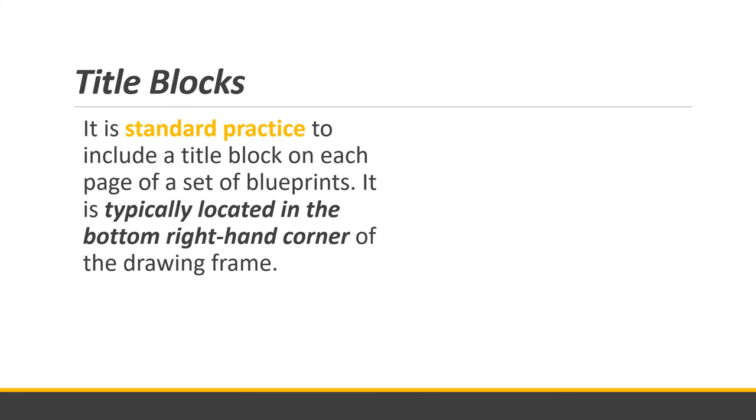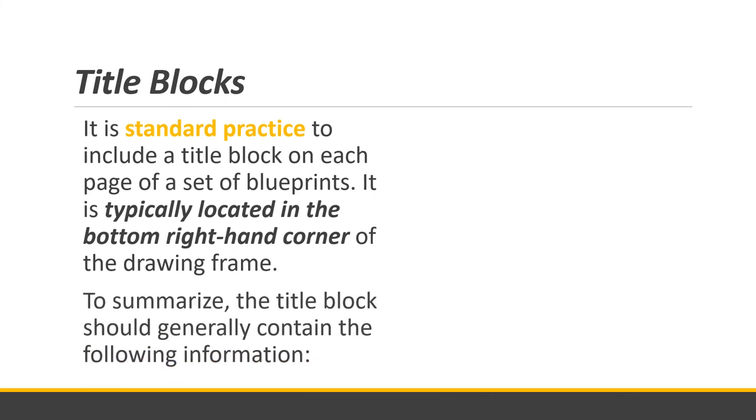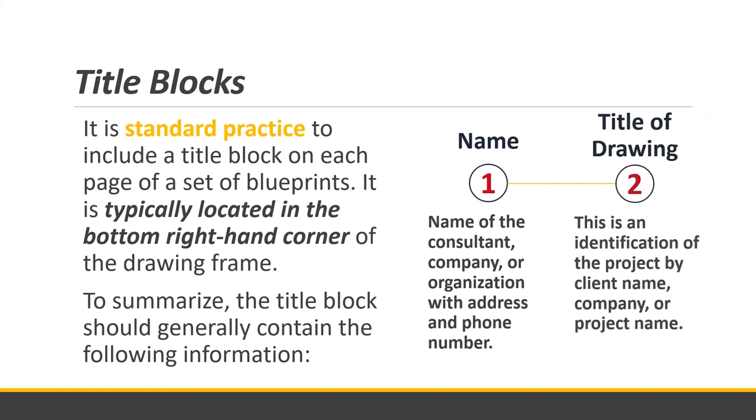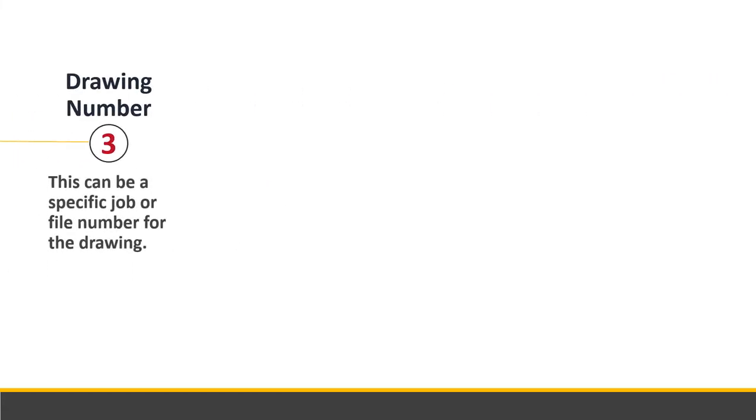So informations on title blocks are, first is yung name. So that is the name of consultant, yung company, yung organization, then yung address nila, and then yung contact number. So next is the title of the drawing. So this is to identify the project. So this by client name, yung company name, or yung project name. And then next is yung drawing number. So this can be a specific job or file number for the drawing. So kumbaga yung barcode, parang ganun yung drawing number.